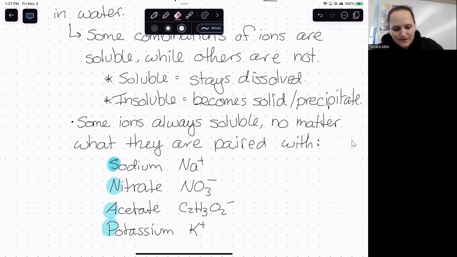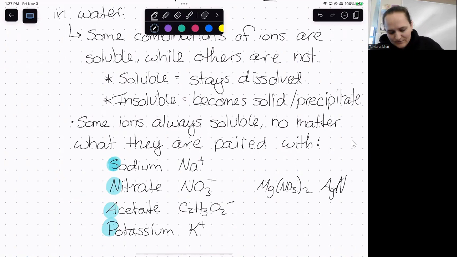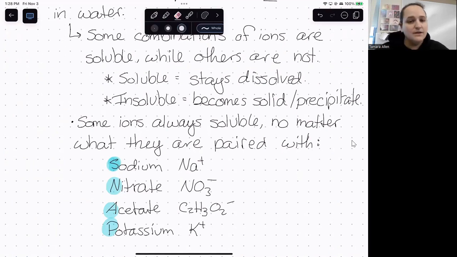Same goes for the other ones. It doesn't matter if I give you magnesium nitrate or silver nitrate. Any cation paired with nitrate is always going to be soluble. So anytime you see one of these ions as part of an ionic compound, that ionic compound is going to be soluble. For right now, that's all I'm giving you in terms of solubility guidelines to be familiar with. I will still need to tell you that this reaction does form a precipitate in some way, shape, or form.